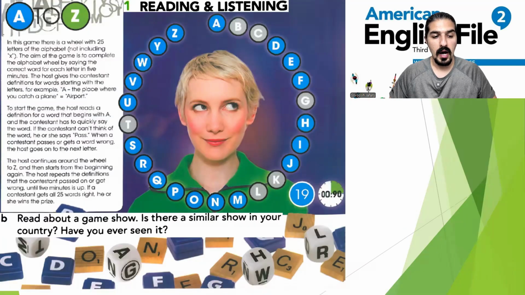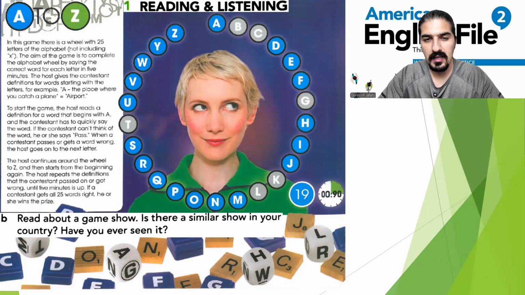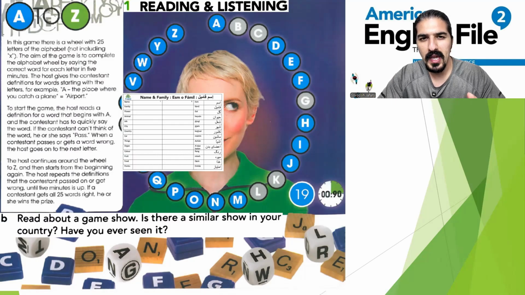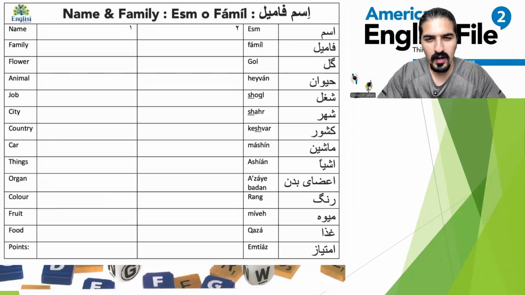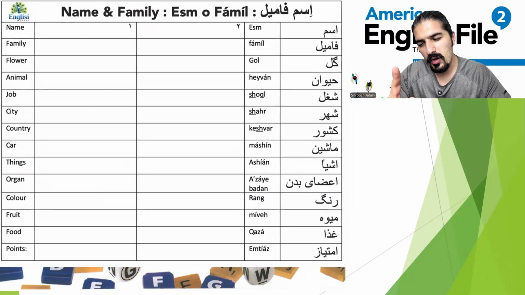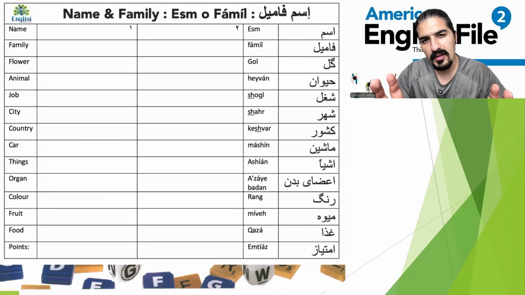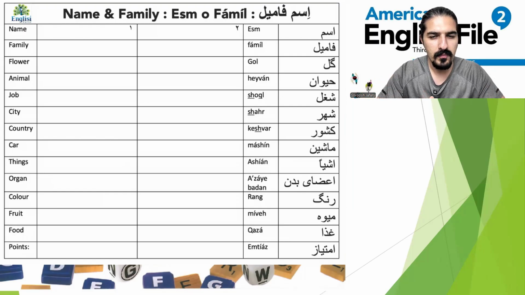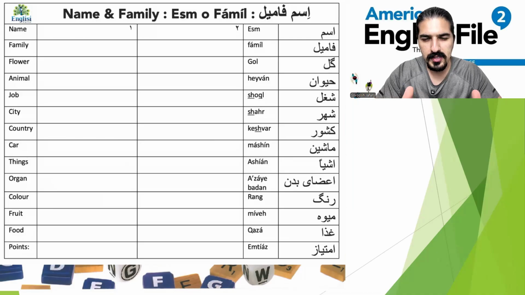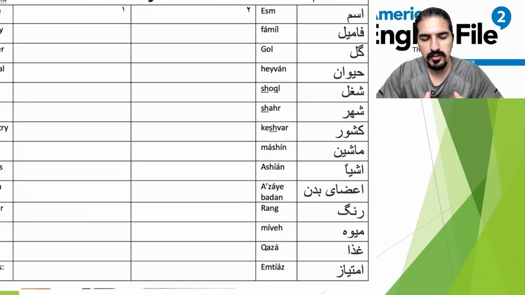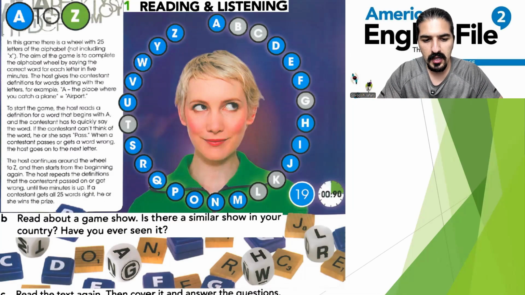Now, I don't know any games in Turkey like that, but I remember when I was in Iran, we had a game called Esm Famil, where with a specific letter, you had to write a name, a surname, a fruit, an animal, just different items that you as the player would choose. All right, very good, not bad.